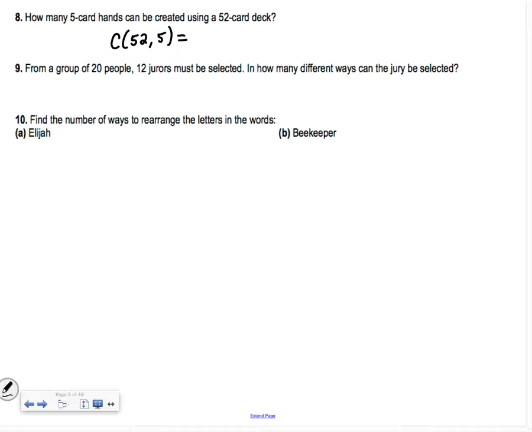So the number of hands that you could get in poker, this is one that I would have to do on my calculator. Can you imagine doing 52 choose 5? Well, it would be 52, 51, 50, 49. We might as well do it on our calculator.